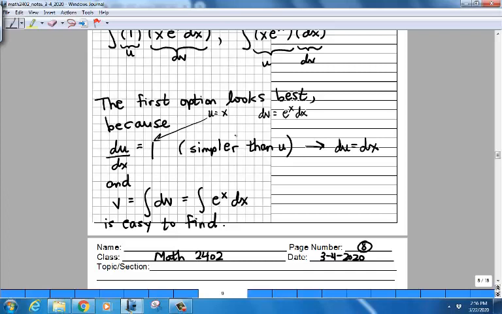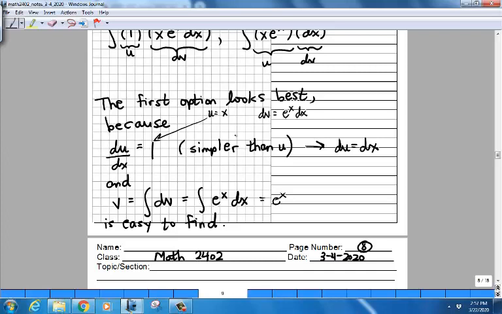All right, well, let's try integrating then dv, okay? So if you integrate dv, that means you're going to integrate e to the x dx. But as you know from before the break, it's very easy to integrate e to the x dx. In fact, it's just going to be e to the x, isn't it? When you integrate e to the x, you'll just get e to the x. And so that means this choice for dv is very easy to integrate.